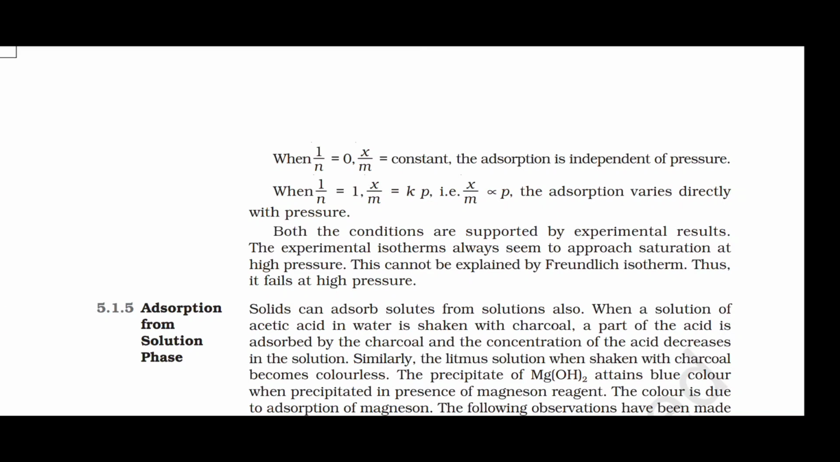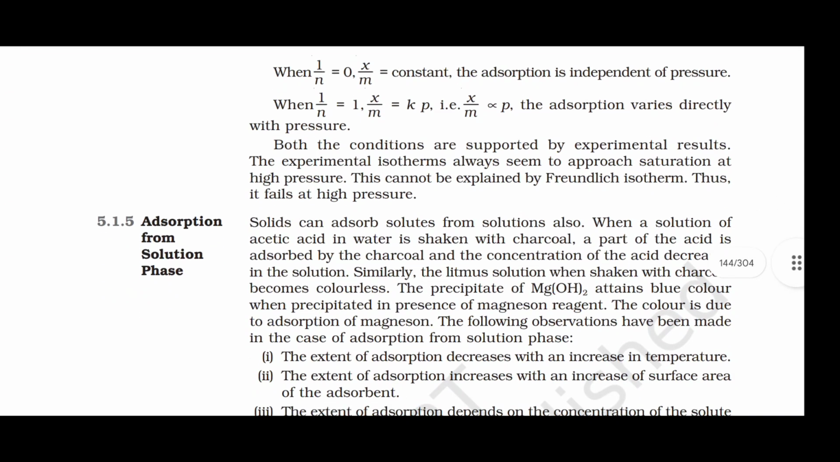The experimental isotherms always seem to approach saturation at high pressure. This cannot be explained by the Freundlich isotherm. Thus, it fails at high pressure.